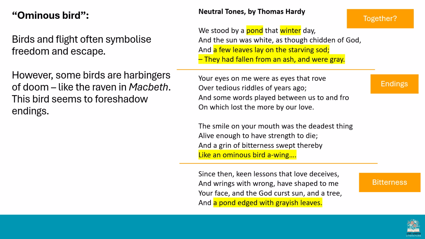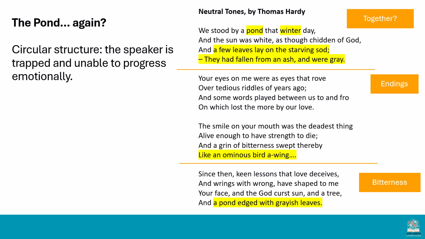However, this bird is an ominous one, and we do know again from Macbeth that some birds are harbingers of doom. So in Macbeth we have a raven that croaks Duncan's fatal entrance into the Macbeth castle. So this particular bird, the ominous bird, seems to foreshadow endings. Like the pond, like the leaves, like the tree, it should be a positive image, but in some way it is being corrupted by the speaker's emotions about his breakup.